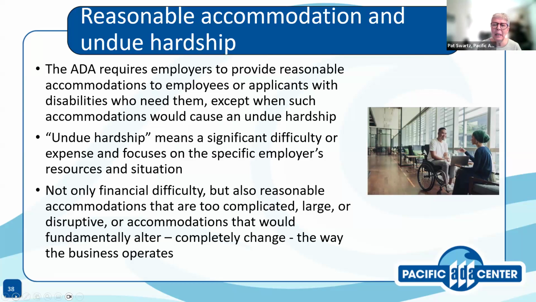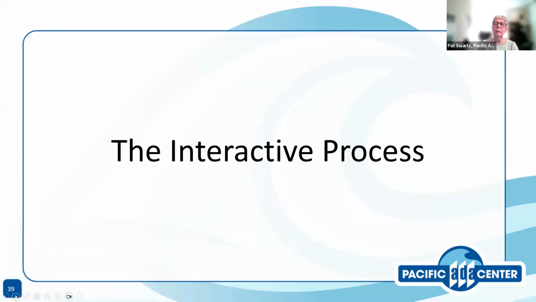That doesn't mean that the person is not allowed an accommodation, but there may be some other conversation to be had about what might work for that person. Okay, next. And so this conversation between the employer and the employee is called the interactive process. Next.